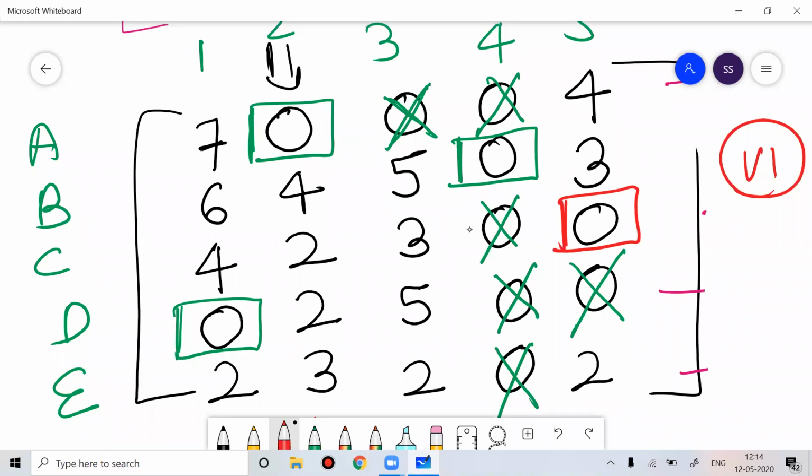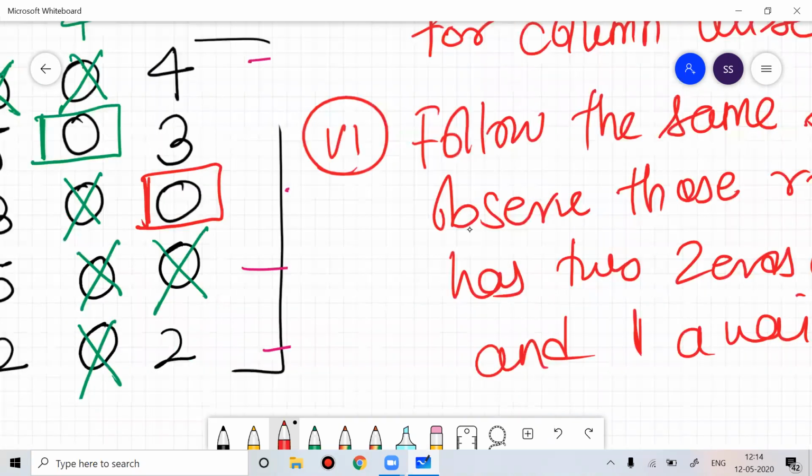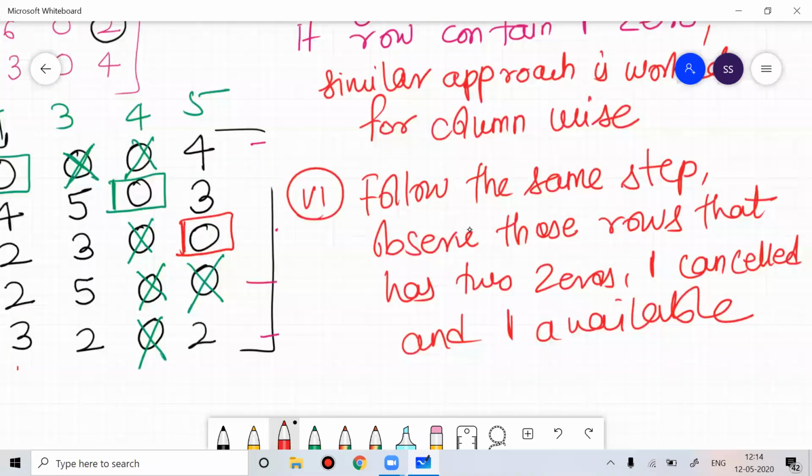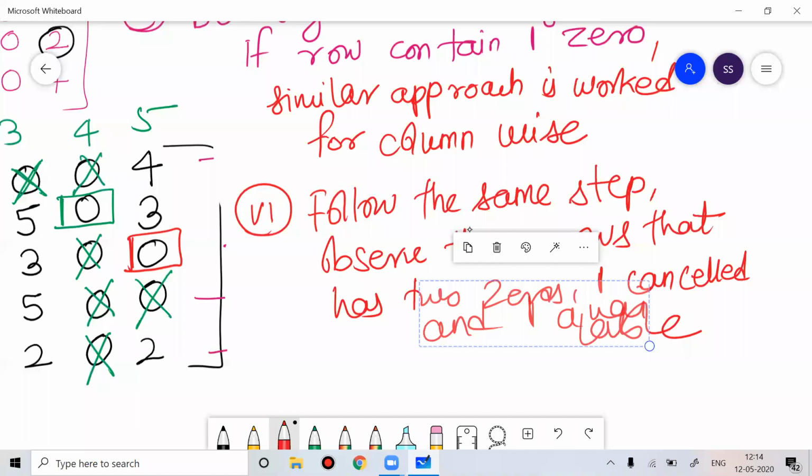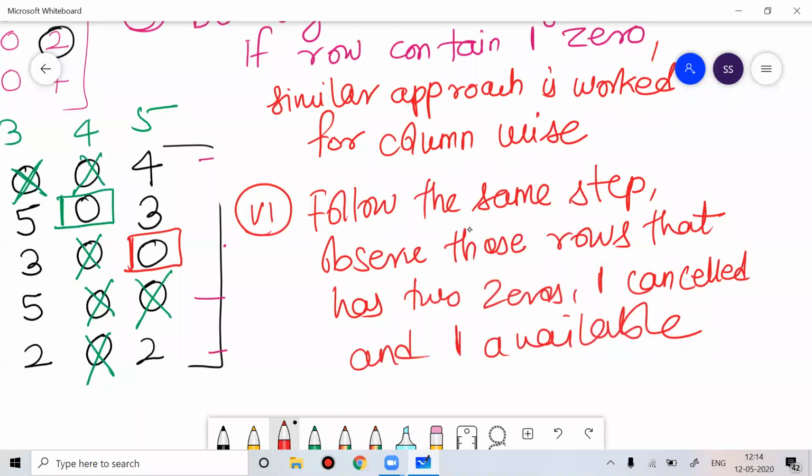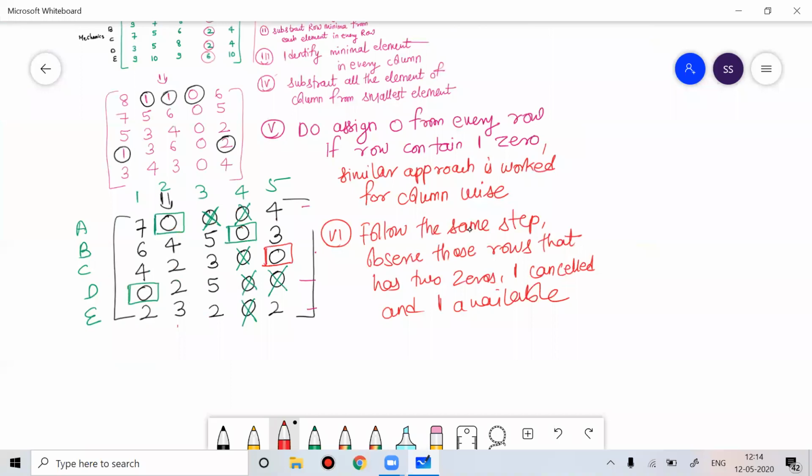Once you're done with that, first you saw those rows which have one zero.